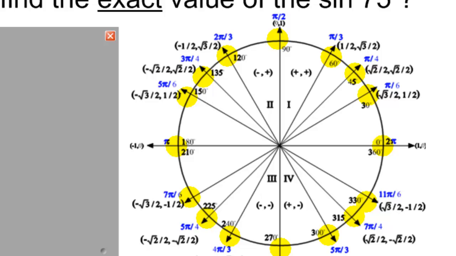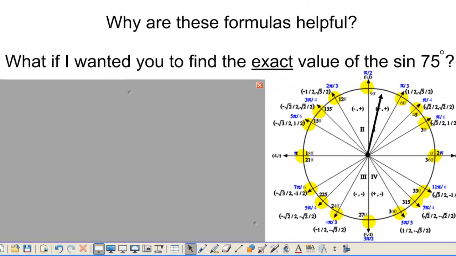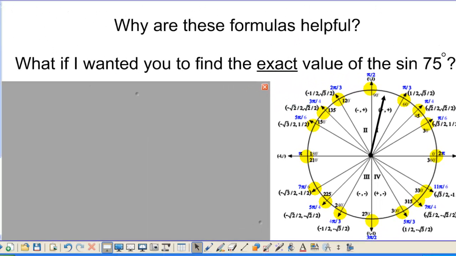So if I wanted you to find the exact value of the sine of 75 degrees, 75 degrees is going to be located here on the unit circle. And that's not a place that was formed by a 45, 45, 90 triangle or a 30, 60, 90 triangle. So up until now, the only thing you could really do with the sine of 75 degrees is type it in your calculator, which would generate a decimal approximation.